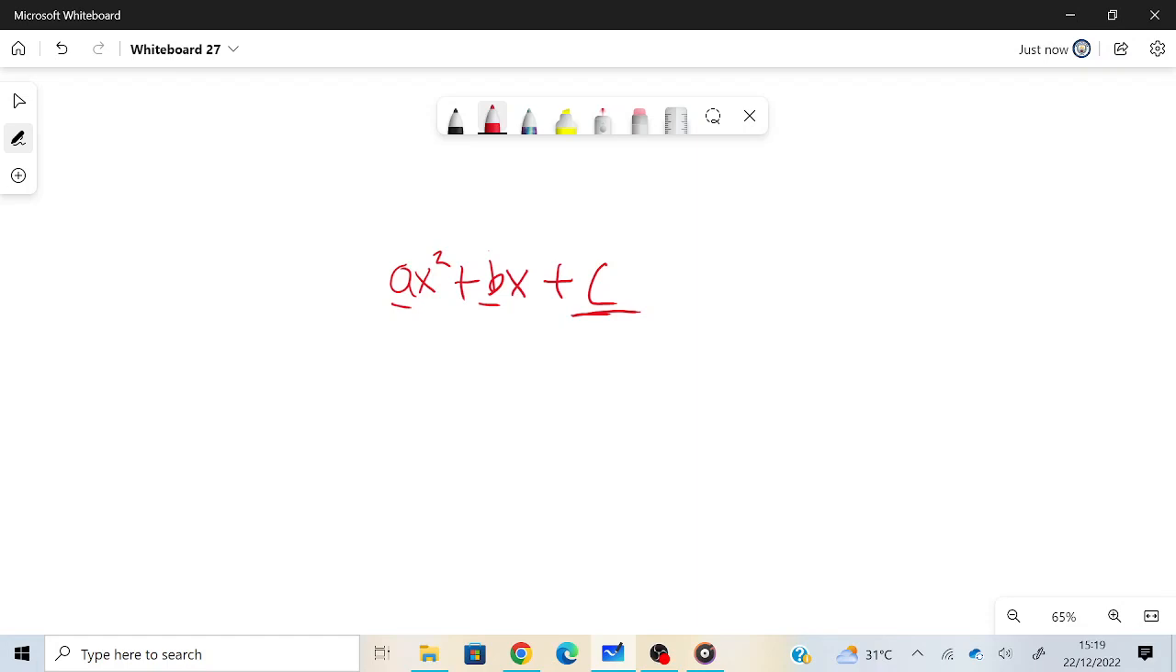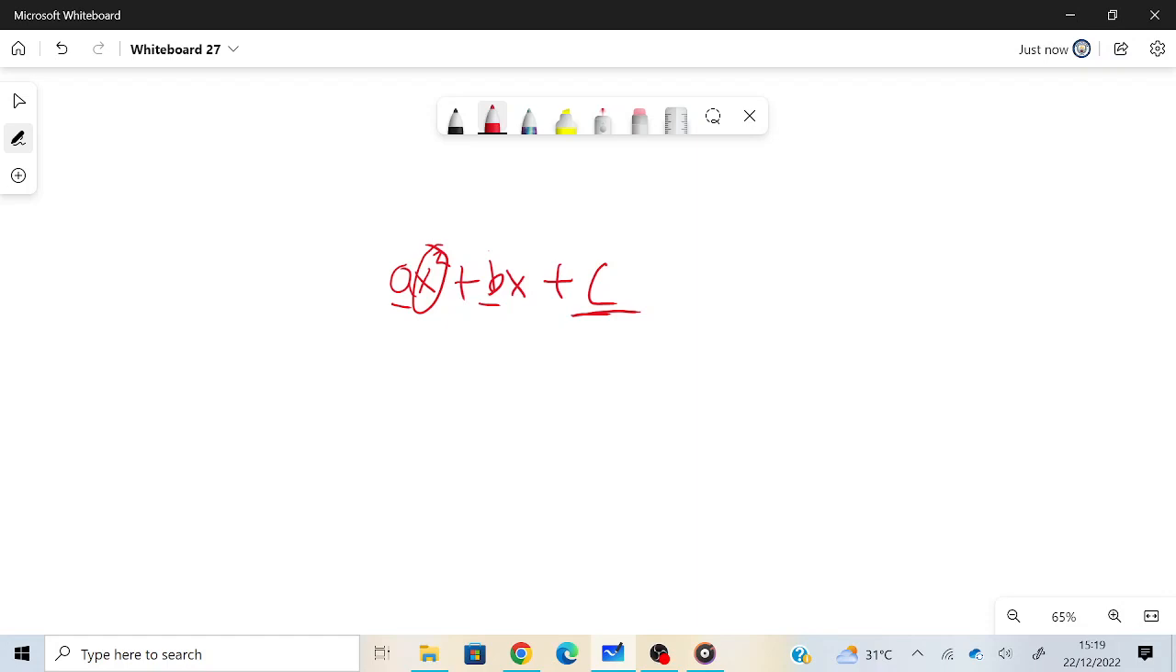It's independent of x. Now, in a regular quadratic equation, you would generally have one x raised to the power of 2, one x raised to the power of 1, you know it's raised to the power of 1, it's just that we don't put the 1 there, so it's just x, and one term independent of x.